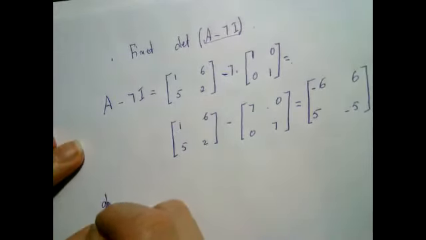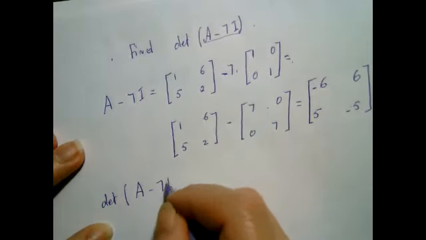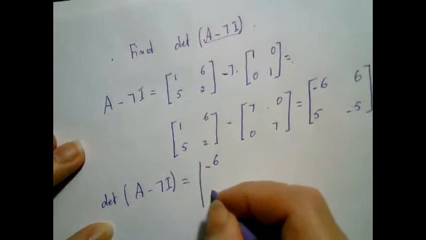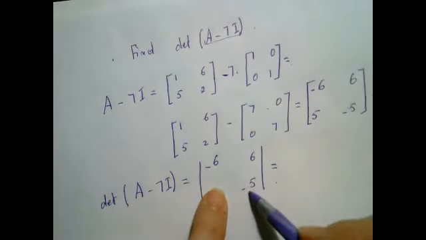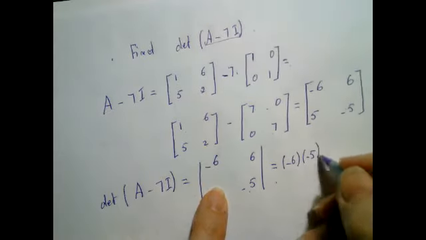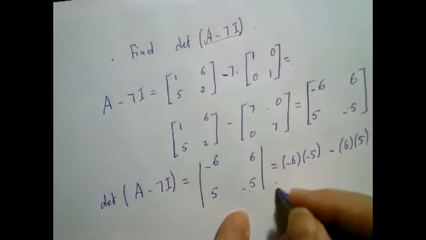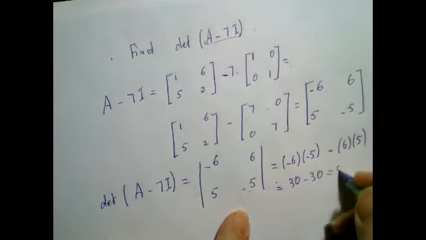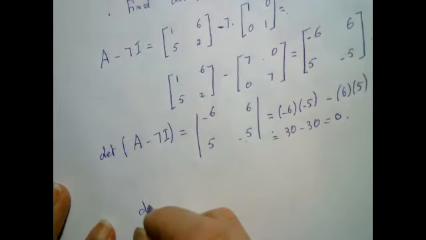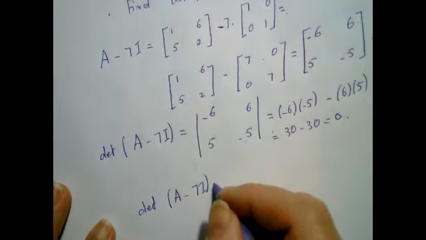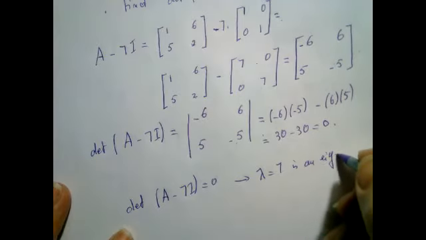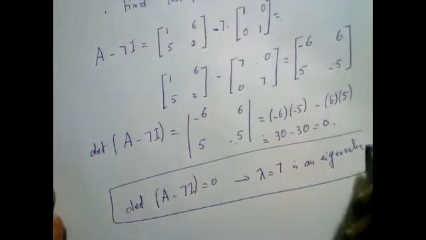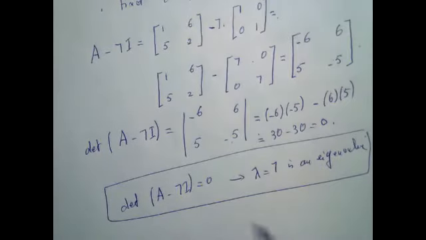So now let's compute the determinant. I know it's a lot, but it's actually not hard at all. That's a 2 by 2 matrix. It's minus 6 times minus 5 minus 6 times 5, which is 30 minus 30, equal to 0. So since the determinant is equal to 0, it means lambda equal to 7 is an eigenvalue. So that's question A, it is an eigenvalue.